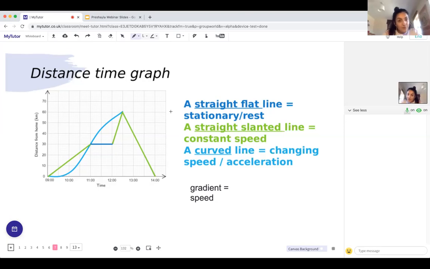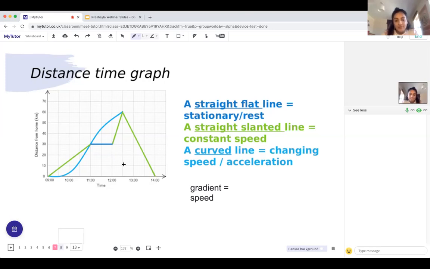So for an example exam question, they might ask, what does the dark blue line represent? It won't be in colour, but what does the flat line represent? And you would say rest. What does the straight slanted line represent? Or what does this section of the graph represent? You would say a constant speed. If they give you a curved line on a distance time graph, that's acceleration, that's a changing speed. So we need to know what each of the features mean, as well as the fact that we can find the speed from a distance time graph by finding the gradient of the line.